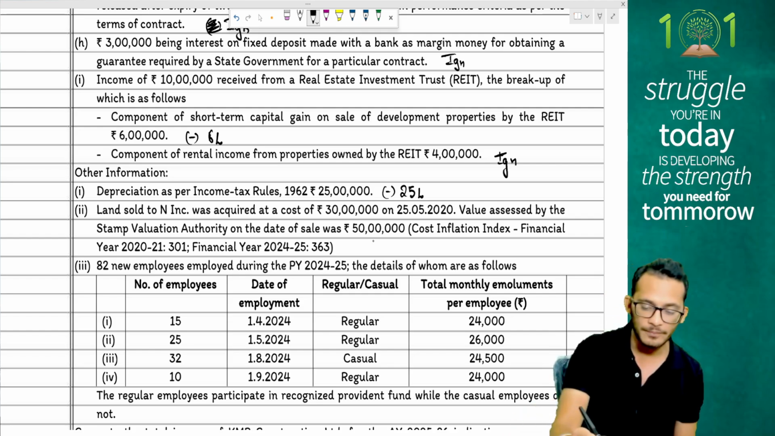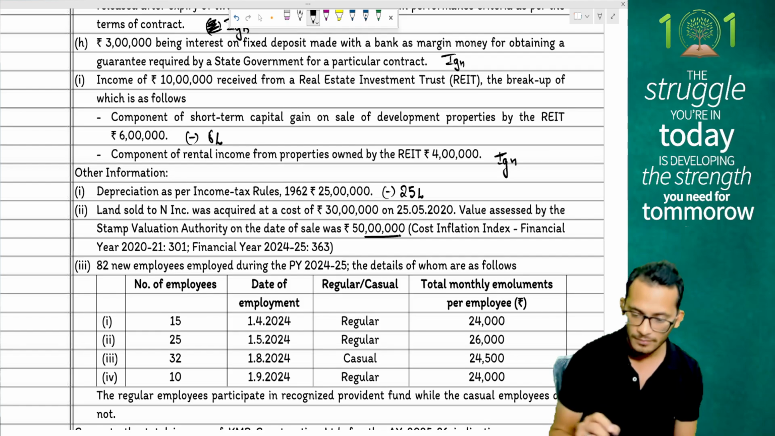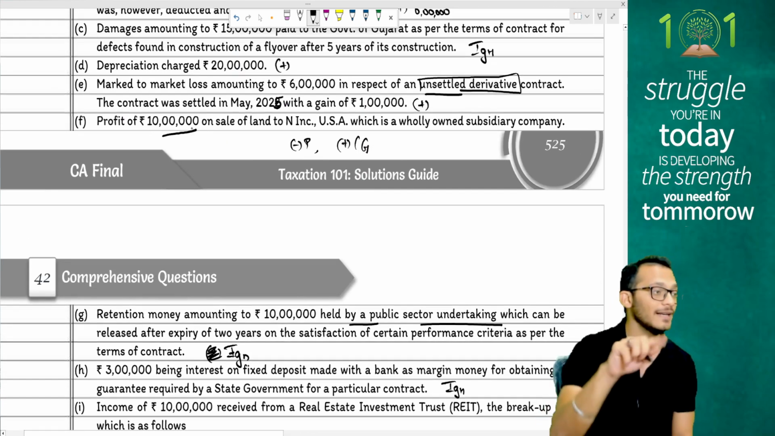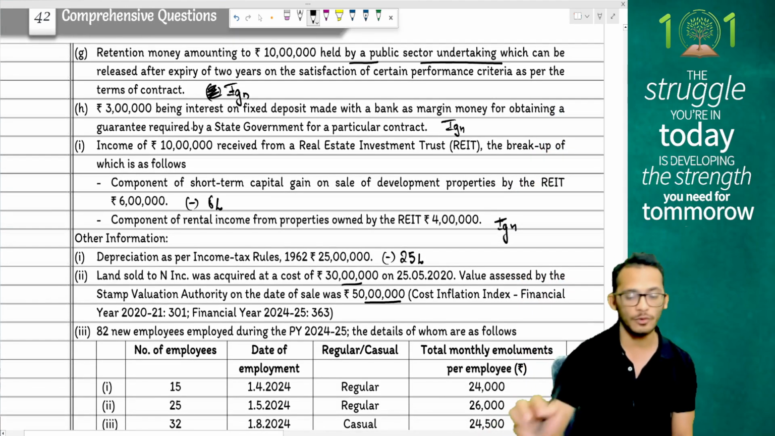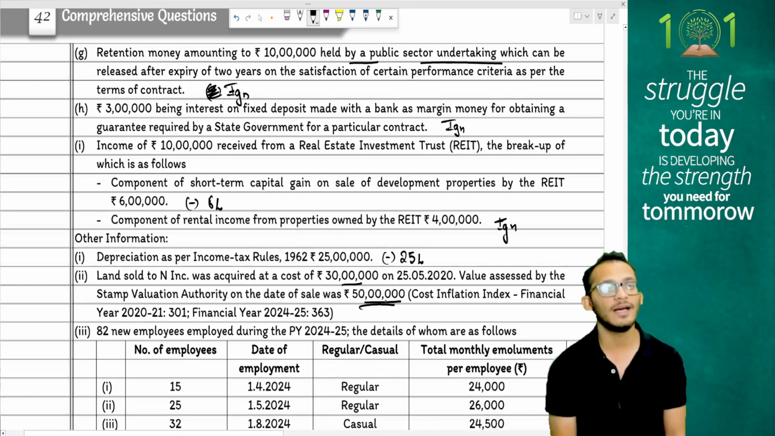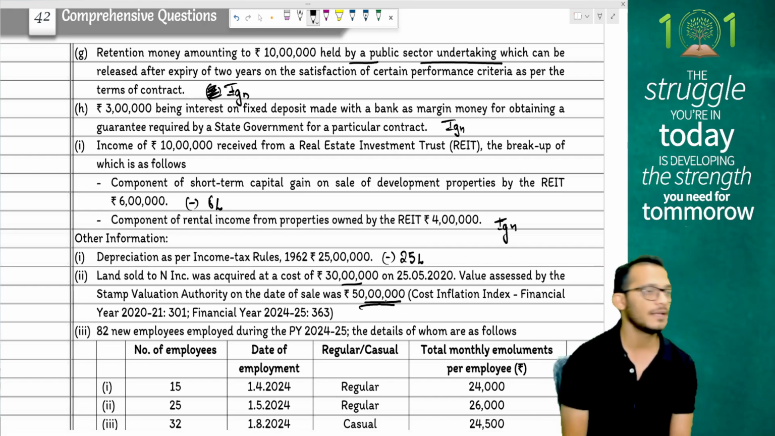I acquired it for 30 lakhs. I made a profit of 10 lakhs, which means I sold it for 40 lakhs. I should have sold it for 50 lakhs. Income tax will take 50 lakhs as my full value of consideration. My cost becomes 30, and therefore profit becomes 20 under CG.